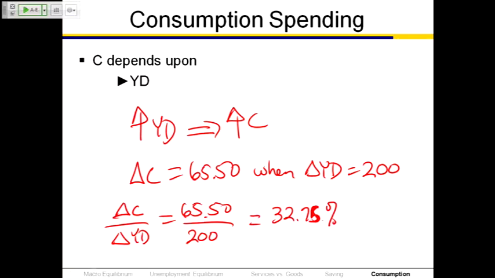So you're going to spend 32.75% of any change in disposable income, and that's what we see generally: an increase in disposable income increases consumption. Flip it over, a decrease in disposable income leads to a decrease in consumption, and that's a big determinant of consumption spending. Here's another one. Clicker question.